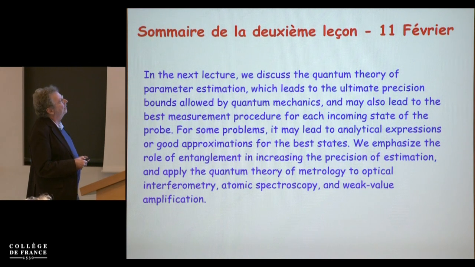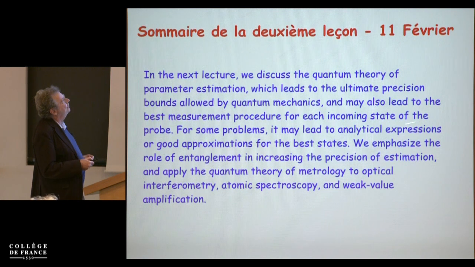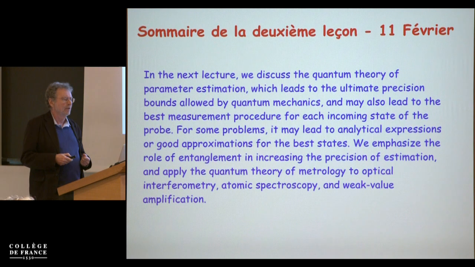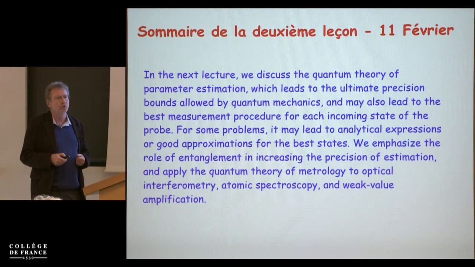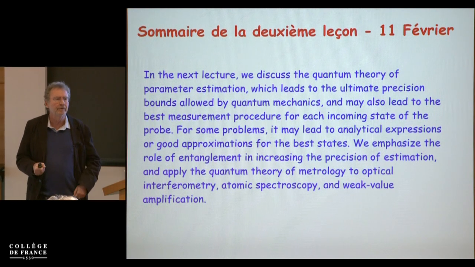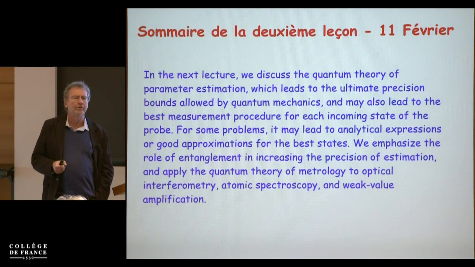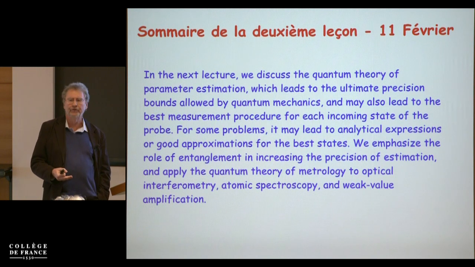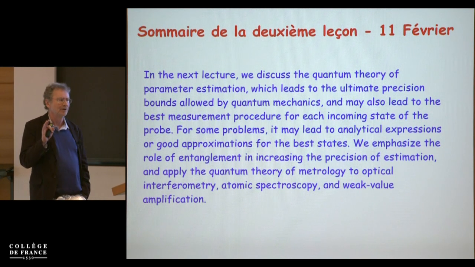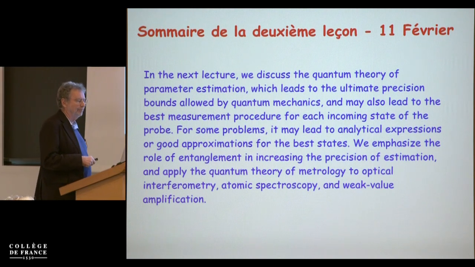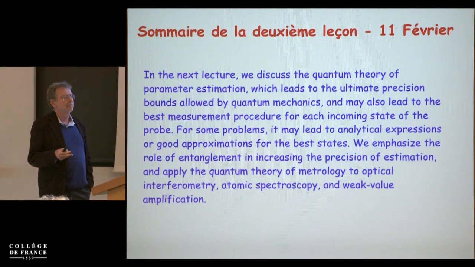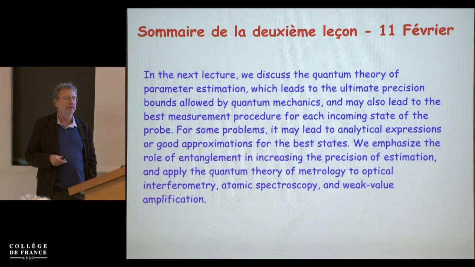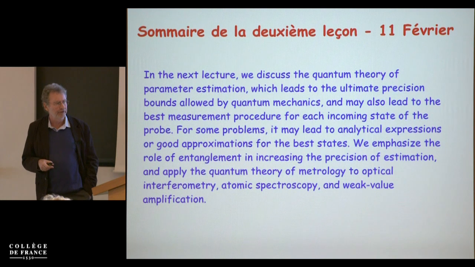I'm going to show you that for some problems, it may lead to analytical expressions or good approximations for the best states. We are going to emphasize the role of entanglement in parameter estimation. And also, we are going to discuss, quite generally, what the best states for parameter estimation are. From the theoretical point of view, they might be hard to produce experimentally. And we are going to apply the quantum theory of metrology to optical interferometry, atomic spectroscopy, and weak value amplification.